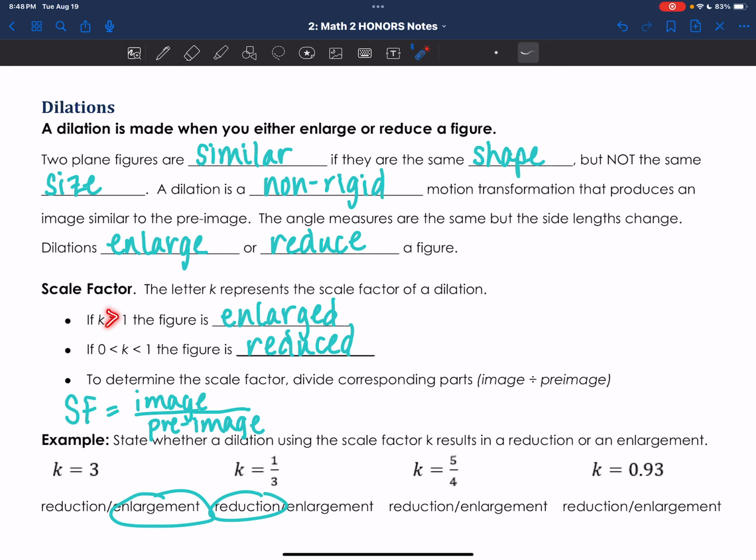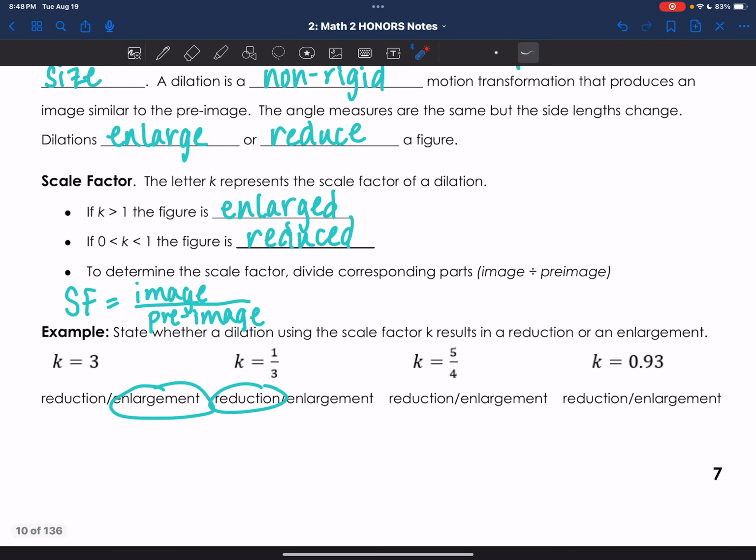If the scale factor is greater than 1, the figure is enlarged. If K is between 0 and 1, it's reduced. So make sure you're paying attention to that. And then to determine the scale factor, your scale factor is your image over pre-image. So I like to also remember new over original. So whatever works for you, that's fine. So let's look here. Right now, K is greater than 1, so that's an enlargement. And here, K is between 0 and 1, so this is a reduction. So you're going to go ahead, complete those.